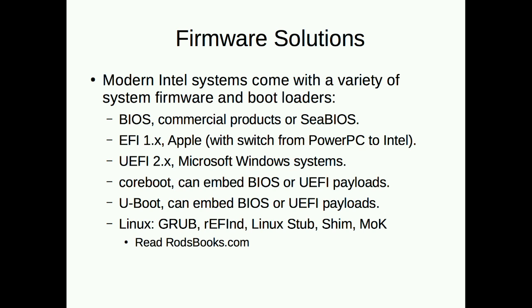So for UEFI, Apple started using it when they switched from PowerPC. Microsoft started using it when they required Secure Boot. Coreboot and U-Boot, often in Linux communities, can also embed BIOS or UEFI payloads. So on an ARM box, you don't need to load BIOS, but on an Intel box, you can. So that's how some Chrome boxes work. So you'll see UEFI even though you're using Coreboot or U-Boot in some scenarios. And on Linux, the UEFI stack has a few extra things. You know, UEFI-aware bootloaders like Grub and rEFInd, the Linux stub built into the Linux kernel is UEFI-aware or BIOS-aware at the same time. And there's the shim itself, which lets you chain load things like Grub and the Linux kernel and get signed by people who don't like GPL licenses and still deal with that stuff. If you haven't had a chance to read rodsbooks.com, it's a great site for understanding how to use all these bootloaders in Linux.